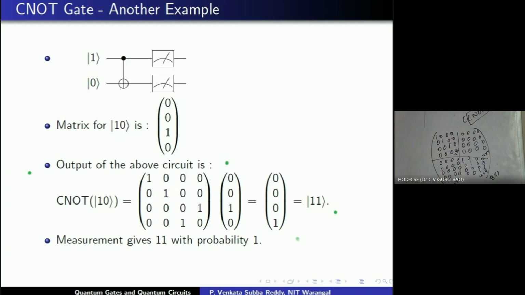Now at least 3 gates we are familiar with: one is X gate, one is Hadamard gate, the other one is C naught gate. So far we used only single qubit gates in our circuit. We have not used a 2 qubit gate, and we will try to use 2 qubit gates also in our circuit.